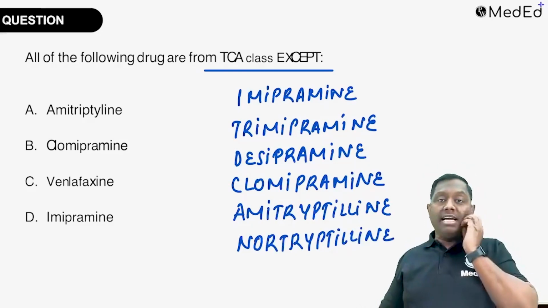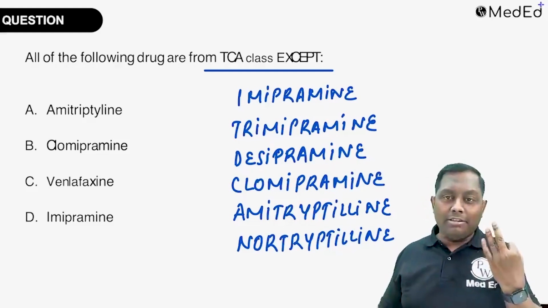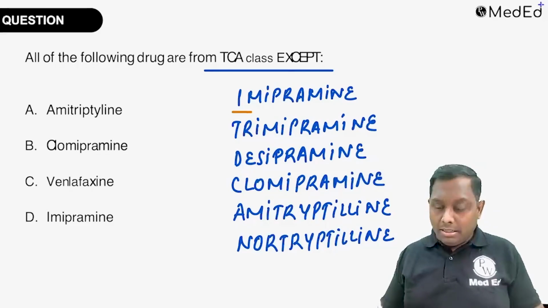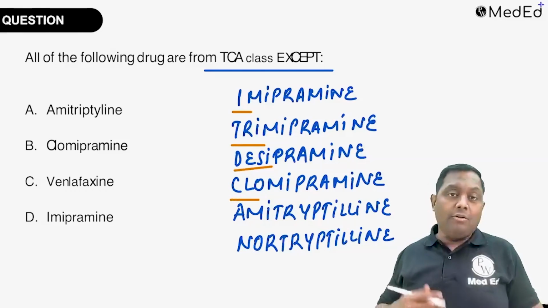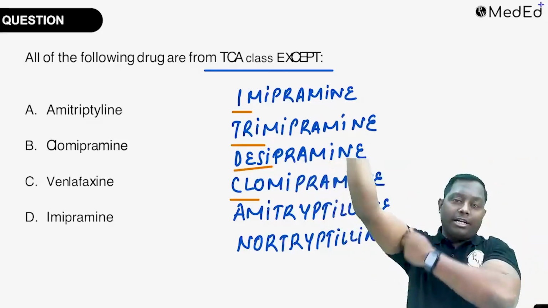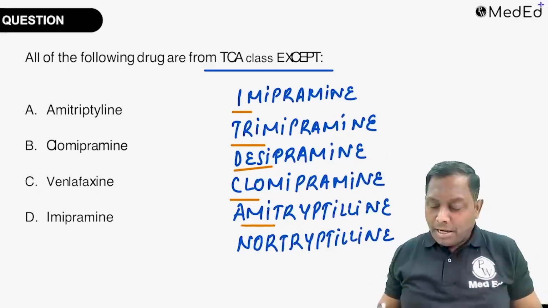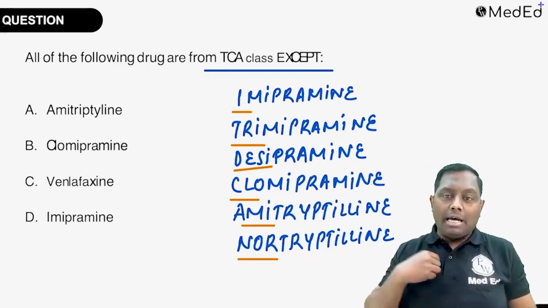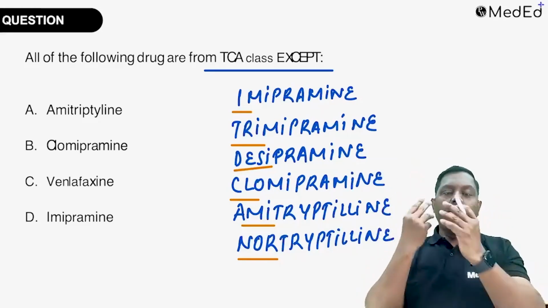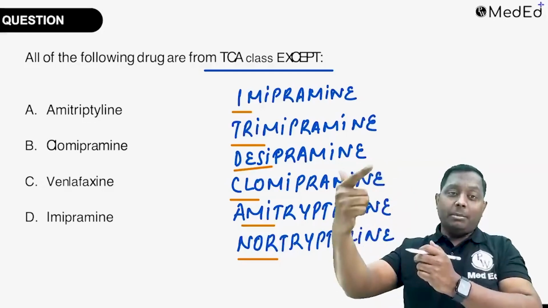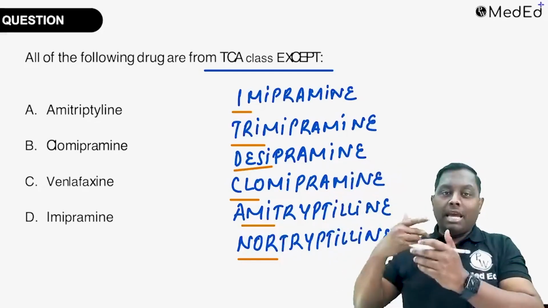Now you can remember tricyclic. Tri मतलब होता है तीन. So the story goes like this: tricyclic antidepressant, I try a desi club for my 2 friends known as Amy and Nora. I am trying for 2 more people, so with myself it will become total 3. I imipramine, trimipramine. Desi club will be desipramine, clomipramine, amitriptyline, nortriptyline.